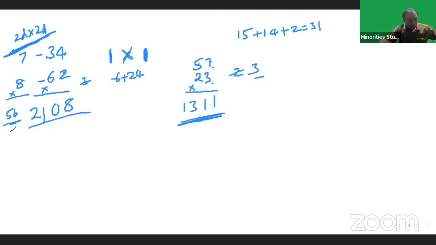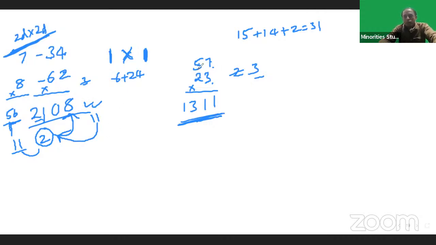Find the digital sum of 56. The digital sum of 56 is 5 plus 6, 11. The digital sum should always be a single-digit number. If it is a two-digit number, once again find the sum. 1 plus 1 is 2. If the digital sum of our answer is 2, then it is right, otherwise it is wrong. 2 plus 1, 3. 3 plus 8 is 11. 1 plus 1 is 2. Therefore, our answer is right.